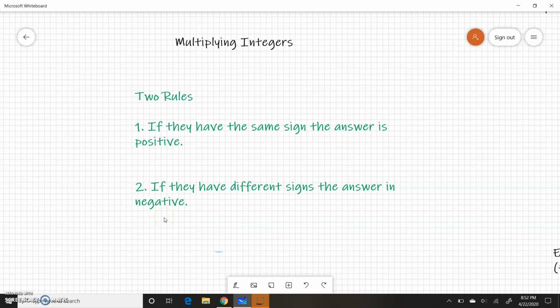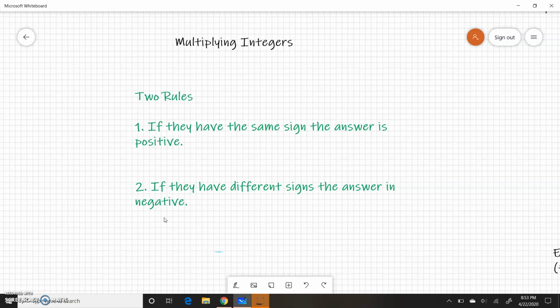Okay, so today we're going to be multiplying integers, and I think you will find that it is fairly simple because you're not really learning anything new. You just need to follow a couple rules in order to get the correct answers. So today there are two rules that you need to remember when you're multiplying.